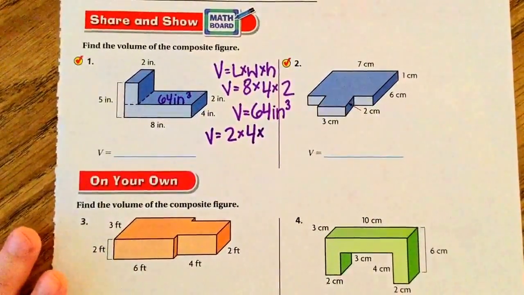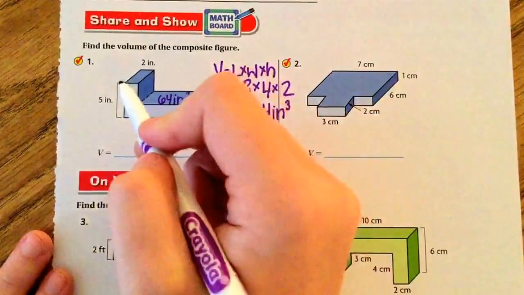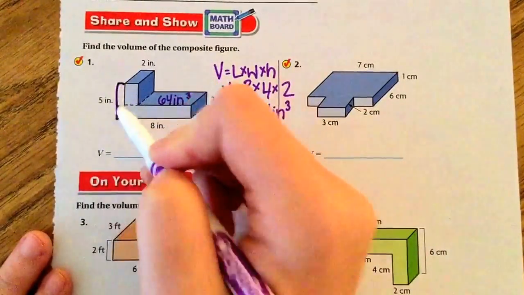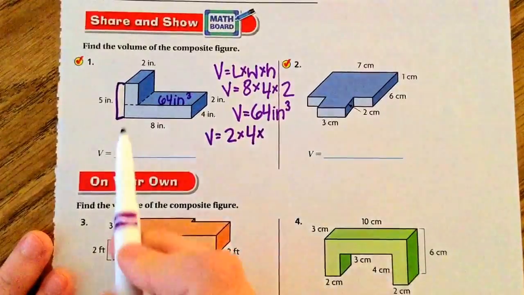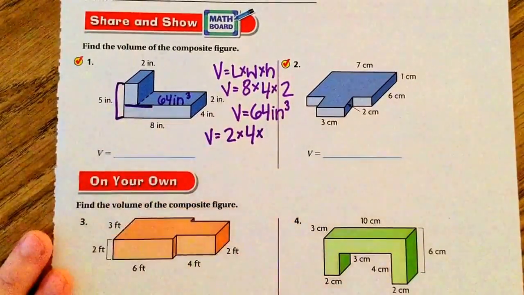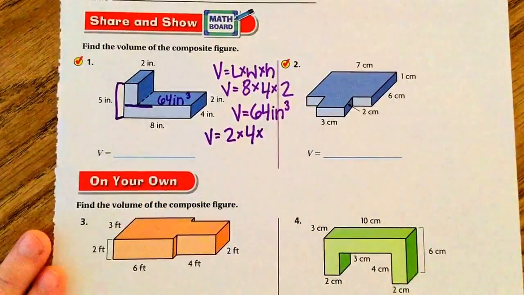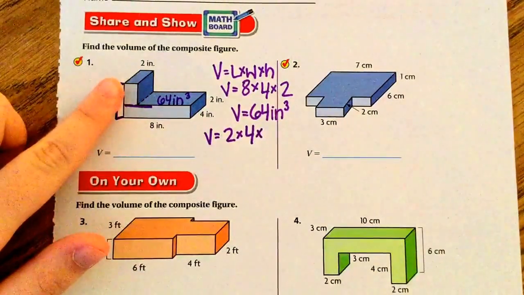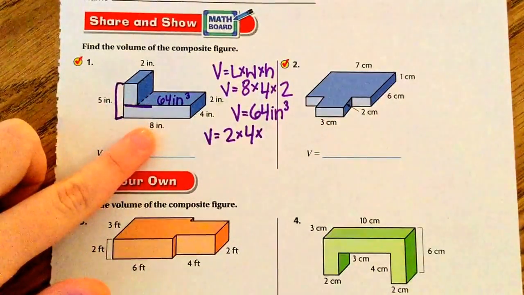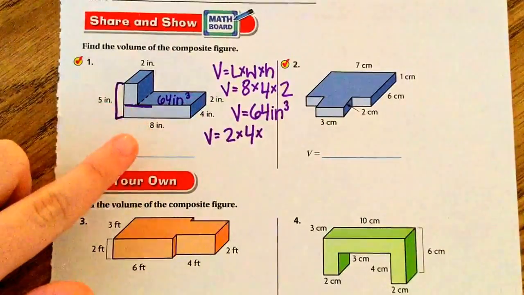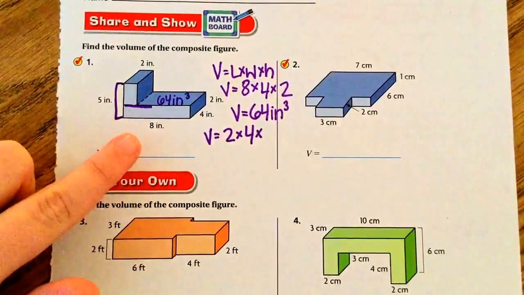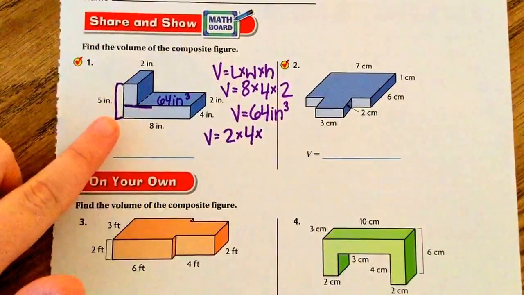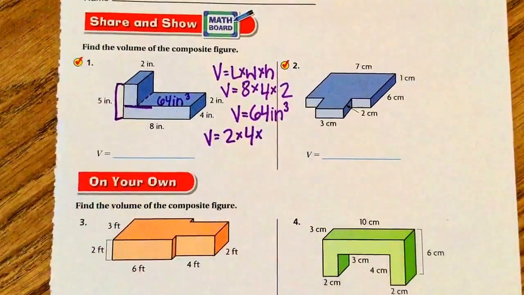5 inches. Are you sure about that? Yes. Because what I'm seeing is this whole thing is 5 inches. No. But I already found the volume of this part. Think about it. Look at it and think about it. I need to find the height of just the head. I already found the volume of the body. So what I need to do is find the difference between the height of the whole thing and the height of what I already took out.